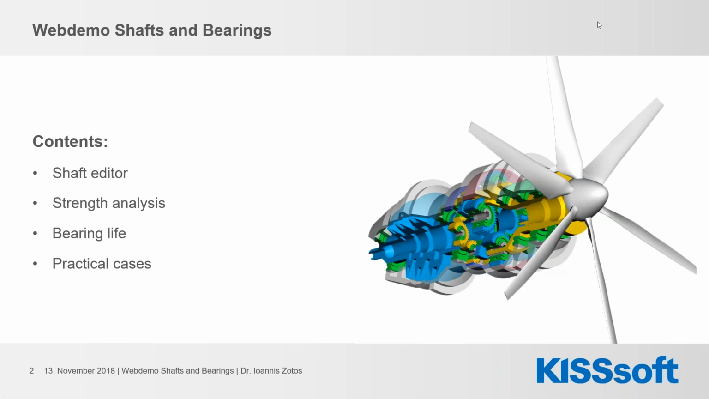So starting, I'm just going to show you a couple of things that will be covered today. I'm going to show you briefly the shaft editor, so how you can edit and import geometrical and loading properties for a shaft calculation. I'm going to talk briefly about the strength analysis inside KISSsoft, about different ways of calculating bearing life, and show some practical examples in there.